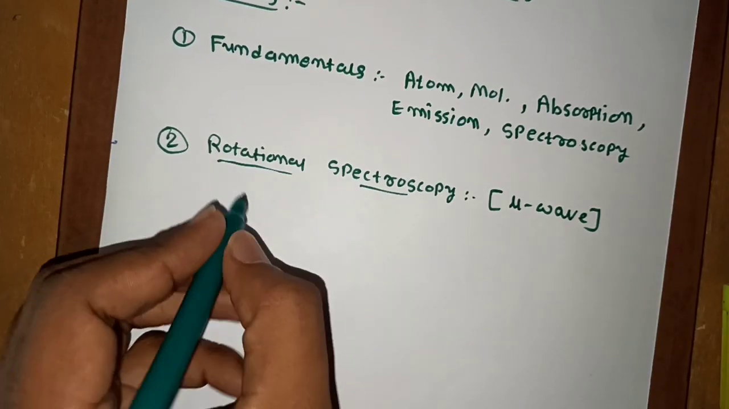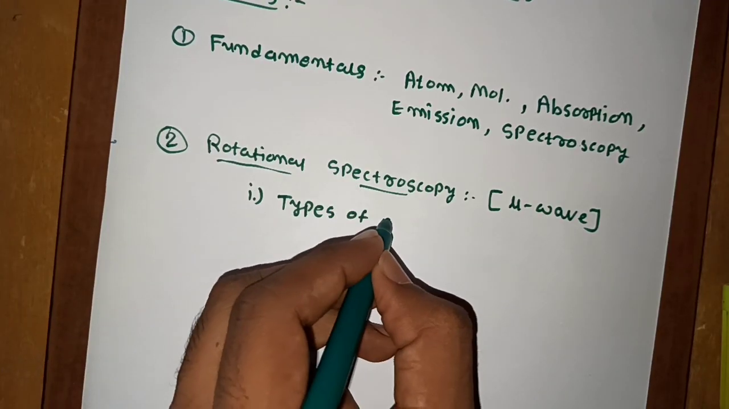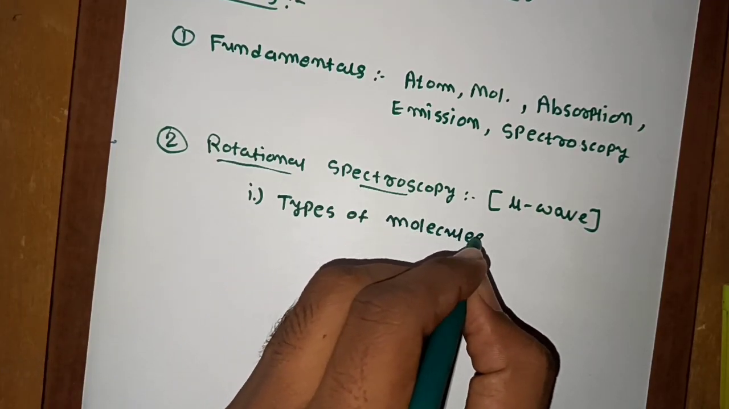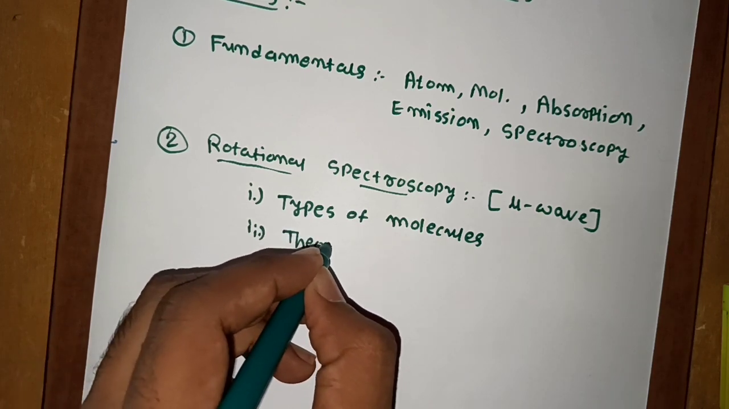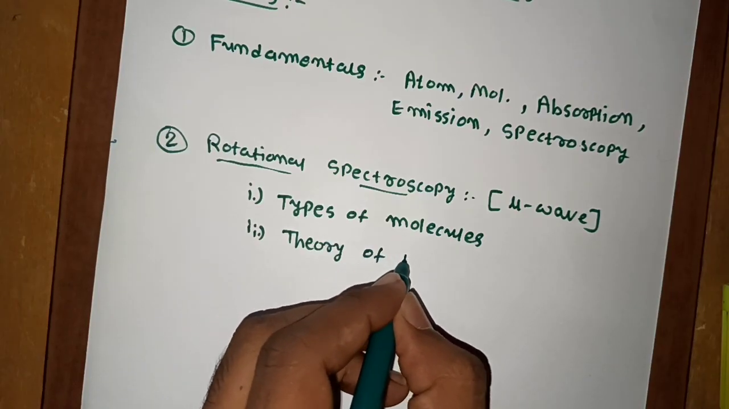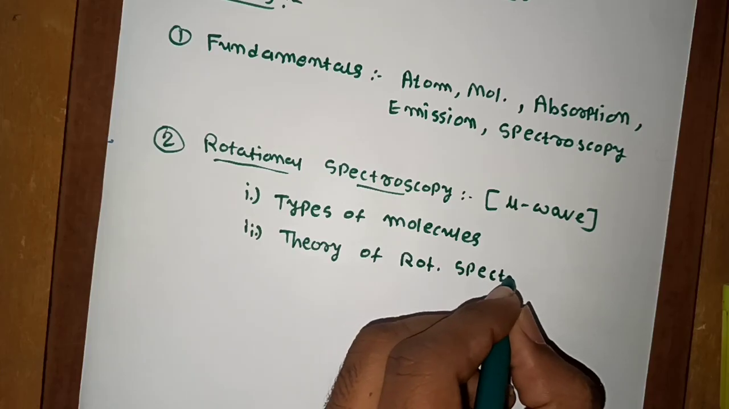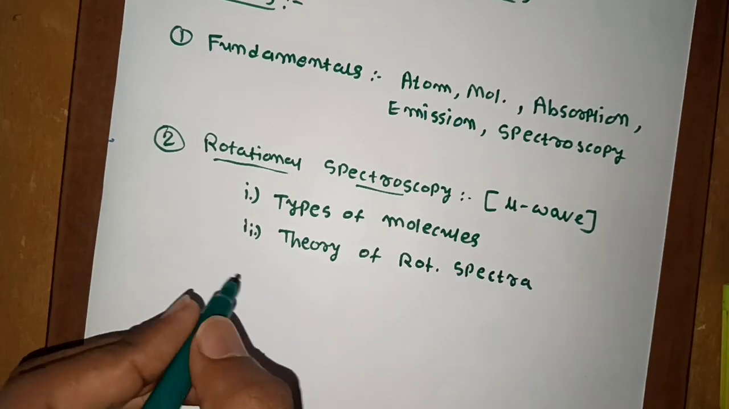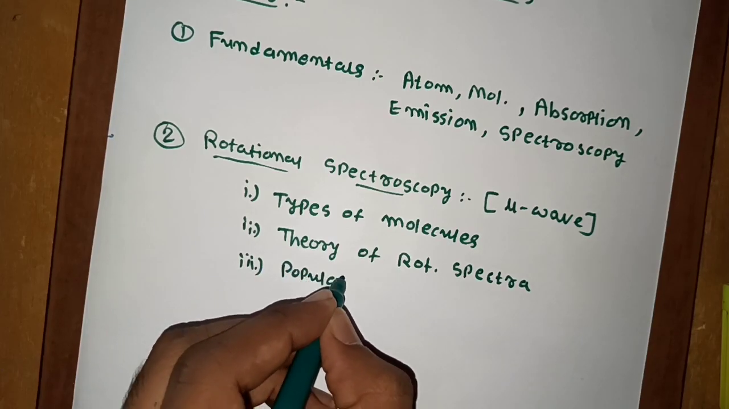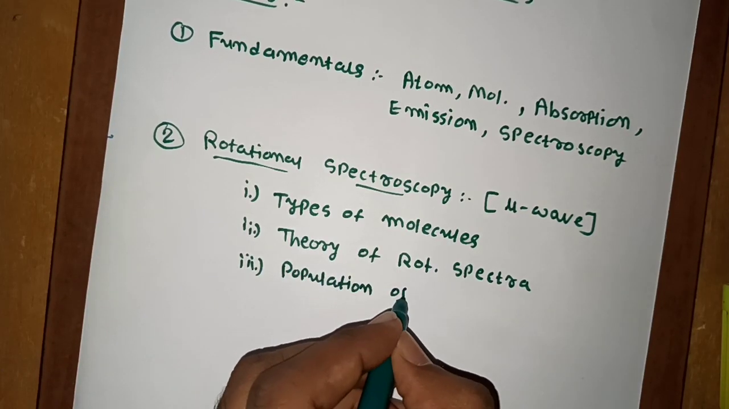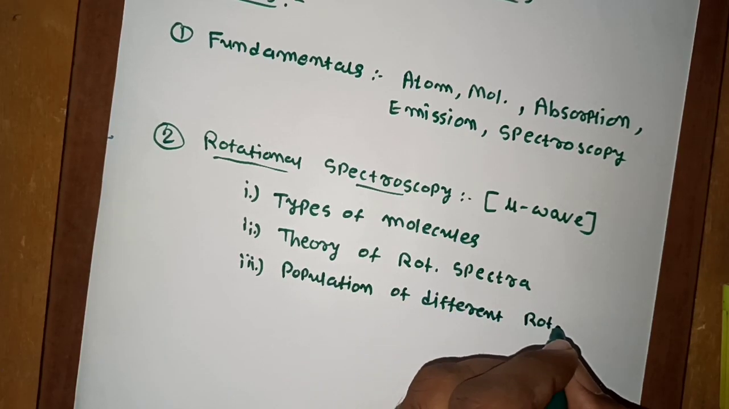So in this topic, I will discuss the types of molecules which show rotational spectra. Then the second one is the theory of rotational spectra. Then the third one is the population of different rotational levels.